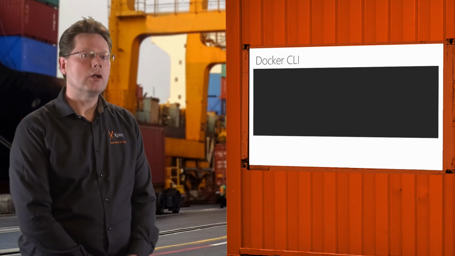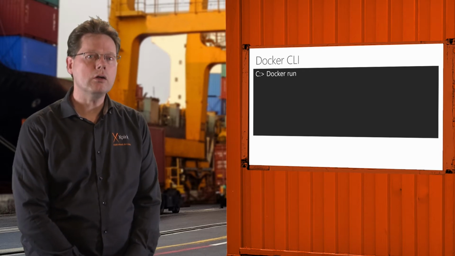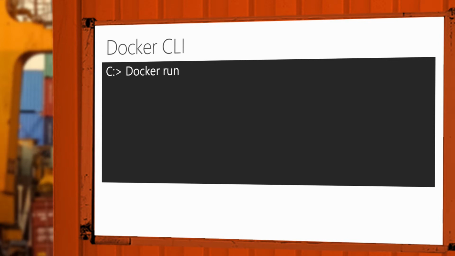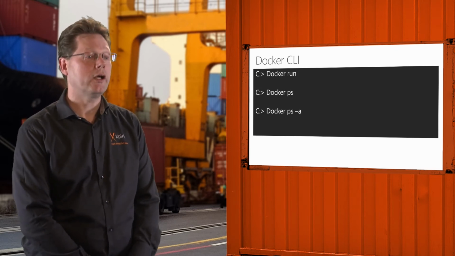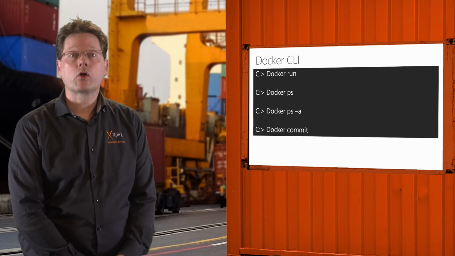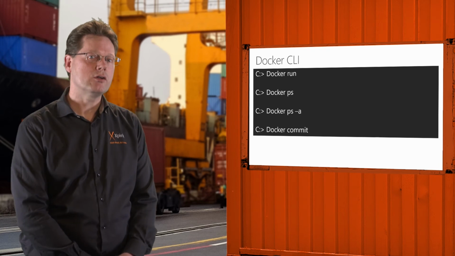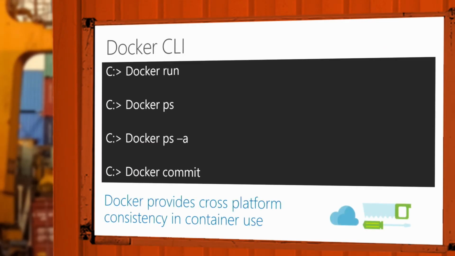Here are some command line options you can use with Docker. For example, we can run a container using the docker run command. We can use the docker ps command to list which are the running containers on our host. We can use docker ps -a to see all the containers that have exited and still can be committed to a new image layer. With docker commit, we commit the changes in a container that has exited and then save it to a new image. These commands are the same on every operating system.